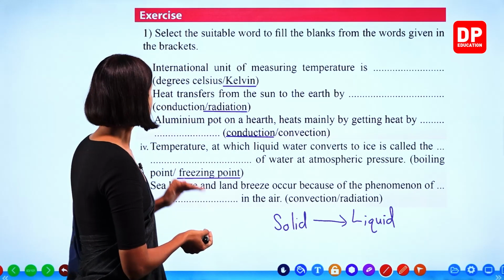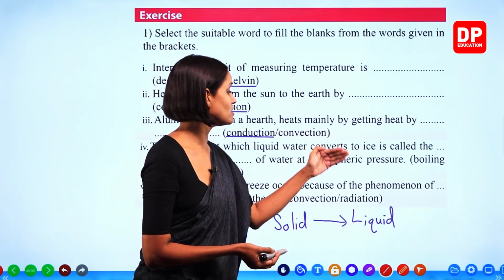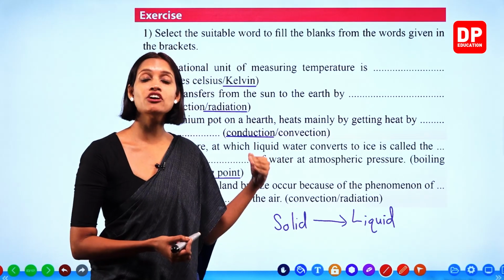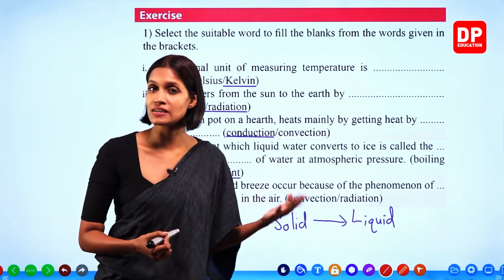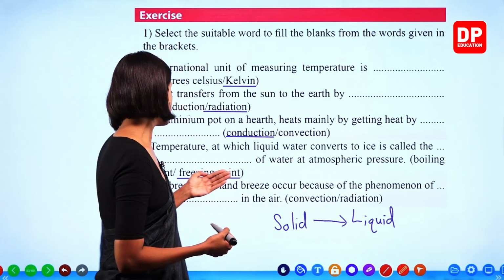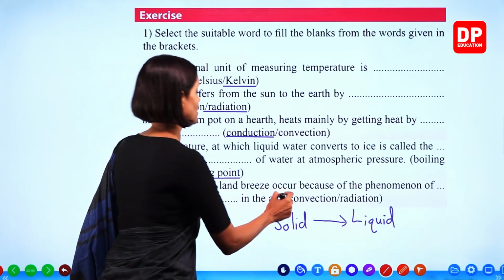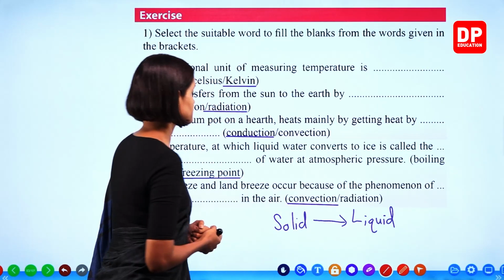Number 5. Sea breeze and land breeze occur because of the phenomenon of. As a result of occurrence of convectional currents, sea breeze and land breeze occur. Right? So, convection in the air. That is the answer.